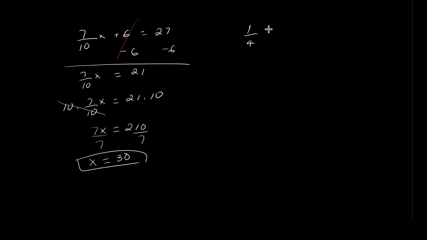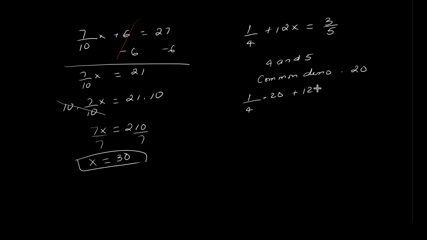Now let's look at an equation that contains two fractions. 1/4 plus 12x equals 3/5. To remove the fractions, multiply every term by a common denominator. The denominators are 4 and 5. A common denominator is 20. Multiply every term by 20. Twenty times 1/4 is 5. 20 times 12x is 240x. 20 times 3/5 is 12.